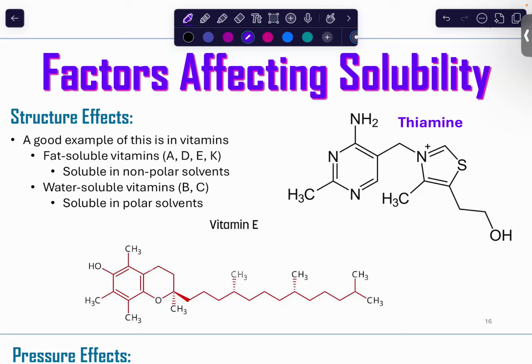The thiamine, water soluble. And what kind of polarity do you see in there? Oh yeah, you're going to have that hydroxide. You see the amine group on there. The nitrogen in the ring is going to have lone pairs. That one nitrogen is already positively charged. There's polarity all over this molecule, and you don't have a long hydrocarbon chain to cancel it out. So these are structure effects that affect solubility.